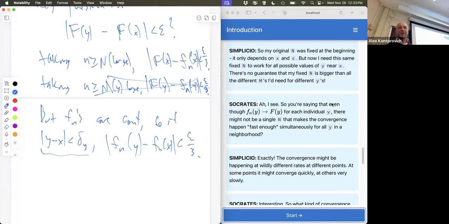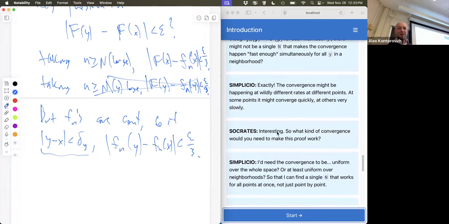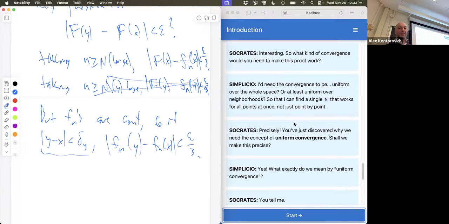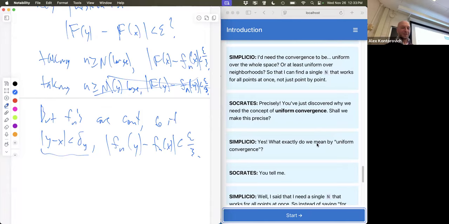Okay, so even though Fn converges to f of y for every individual y, there might not be a single n that makes that convergence happen fast enough simultaneously for all y's in the neighborhood. All right, so the notion that we need is a uniformity. So we've discovered the notion of uniform convergence. What should we mean by that? So you tell me.